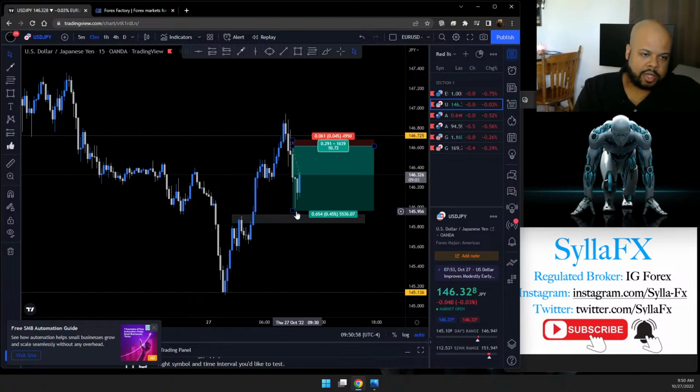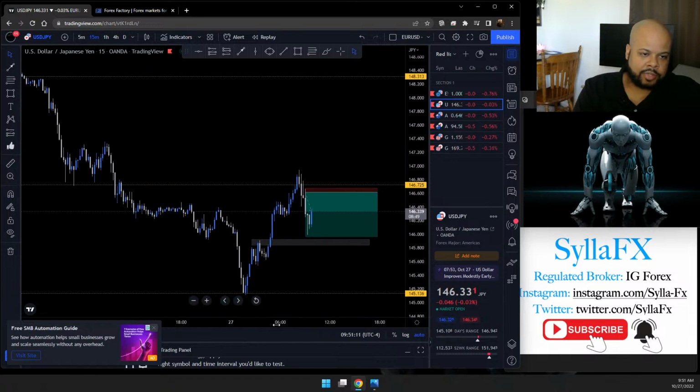Since price did bounce right here a little bit and came back up to this level, maybe it'll reject here and push back down. It'll probably take a little bit longer though, but we'll see what happens. This is a risk-free trade at this point, so either way, we're good.